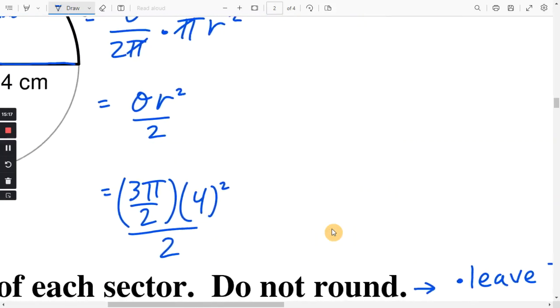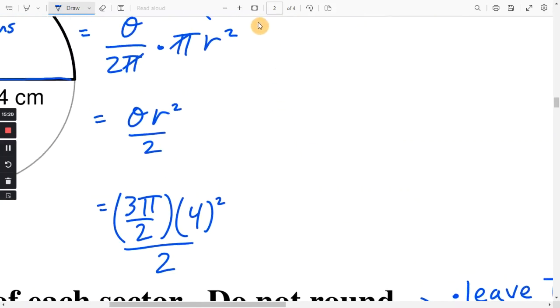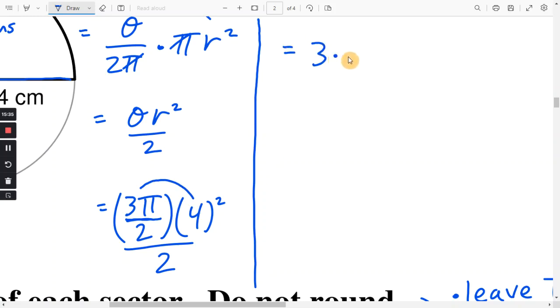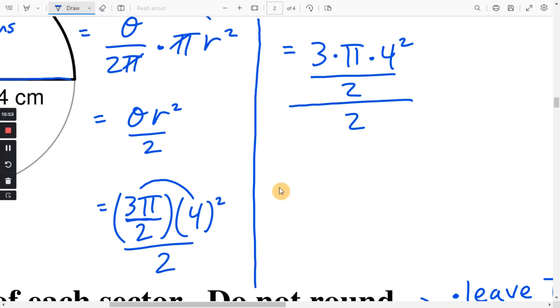Okay, so I'm going to clean this up. Let's see. Out of this whole numerator, we have 3 pi times 4 squared. Those are both in the numerator. So I am going to write 3 times pi times 4 squared. And this numerator is divided by 2. And then this entire fraction is divided by 2 again. So this whole thing is divided by 2.